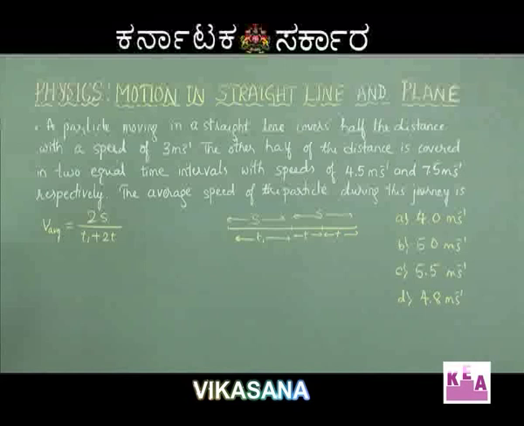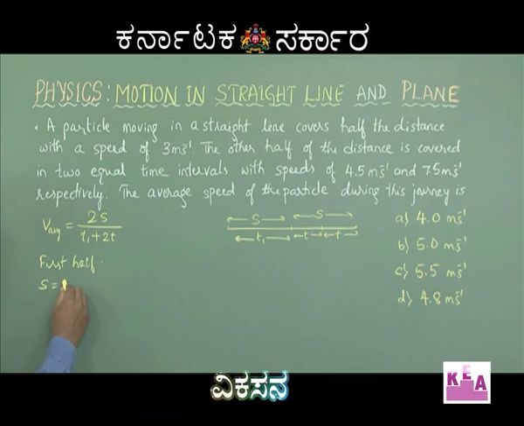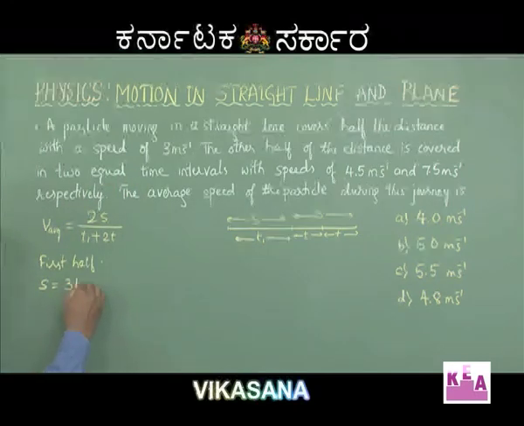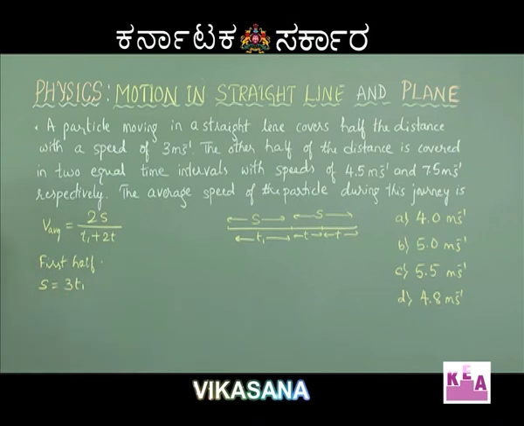Look at the first half of the journey. Here, since it is uniform motion, distance is velocity into time. So, for the first half, distance s is equal to velocity into time. Velocity is 3, time t1. I hope it is clear. So, I want t1. t1 is s by 3.